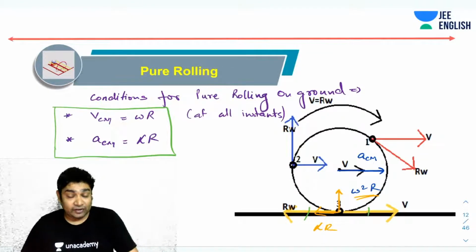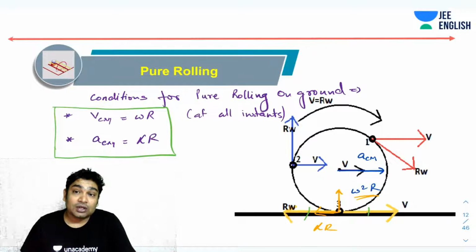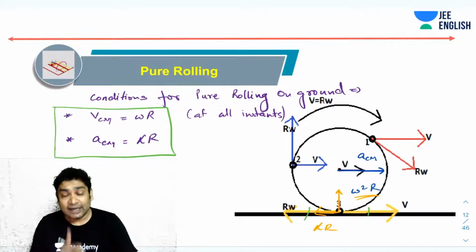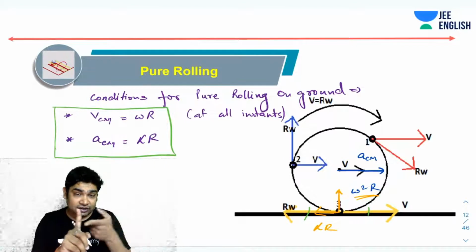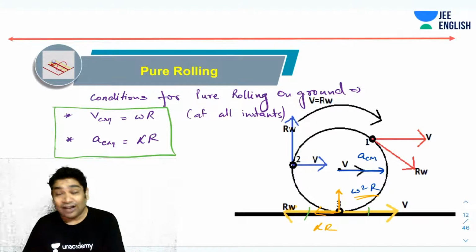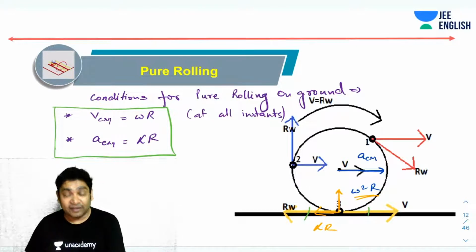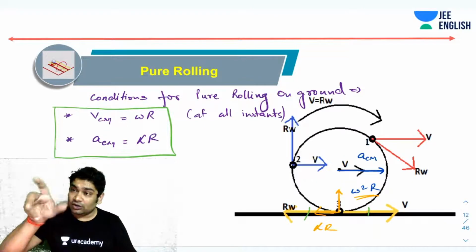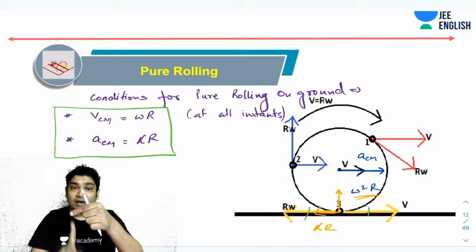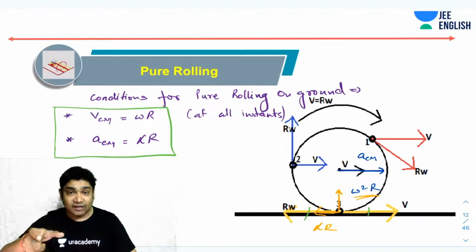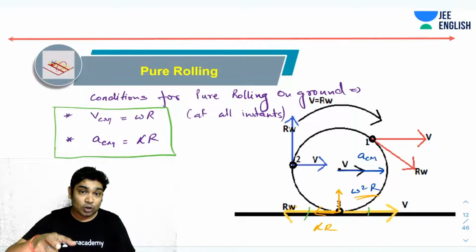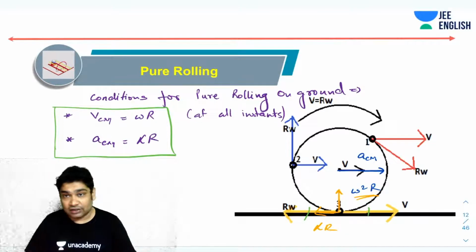Correct. So if a_CM is there, alpha has to be there. So in the reference frame of the CM, the point O will have two accelerations, one centripetal acceleration and another tangential acceleration due to the alpha that the body has, right? In the reference frame of the CM, you will see that the body is rotating. So a rotating body has to have a centripetal acceleration, and since there is tangential angular acceleration alpha also, it will also have a tangential acceleration.